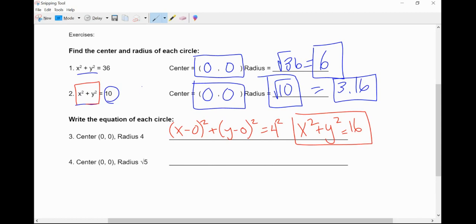All right. The next one, again, center is 0, 0. So I'm going to skip that beginning part, and I'm just going to go directly to x squared plus y squared. And the second part, the radius is square root of 5. So we have square root of 5 squared, all right? And square root of 5 squared simplifies to just 5. So the answer for this one is x squared plus y squared equals 5.